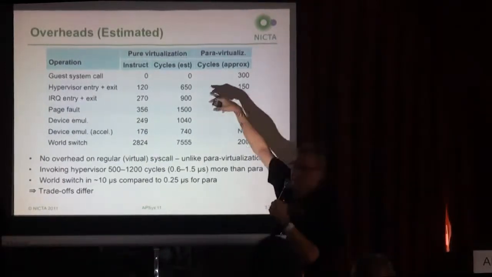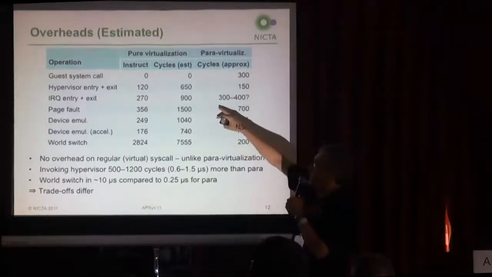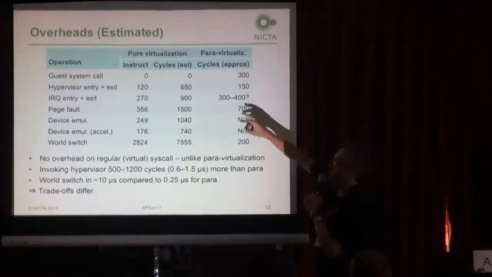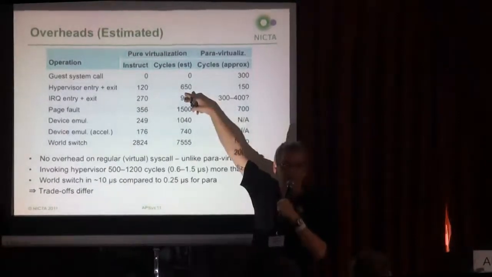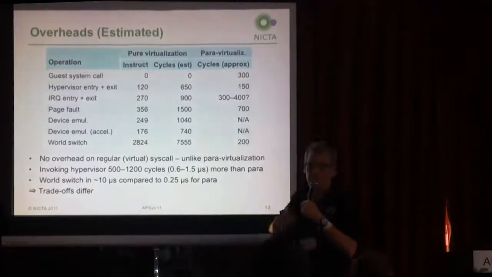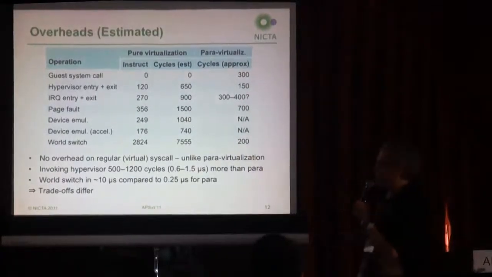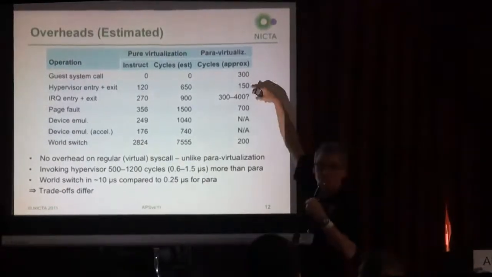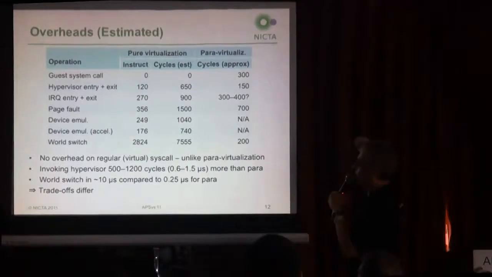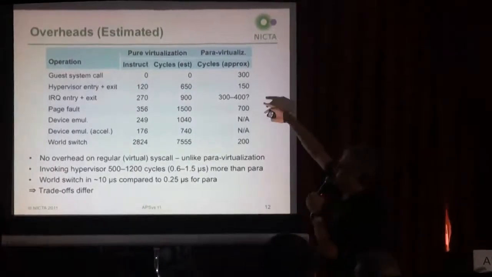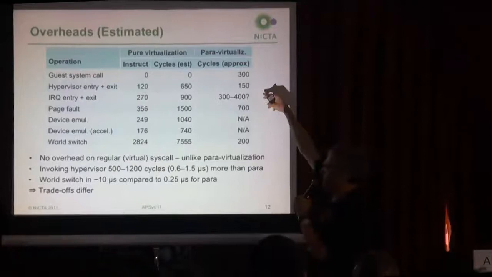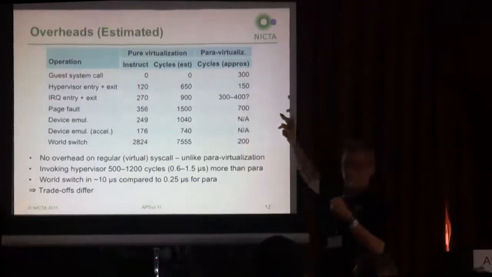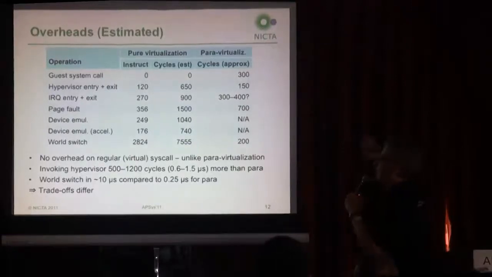For other things, when we actually need to get into the hypervisor, then with pure virtualization it is much more expensive to enter and exit because for these virtualization traps there's more processing that needs to be done than in the para-virtualization case. And that also means a similar story for interrupt handling and page fault handling. We get significantly better performance with pure virtualization.